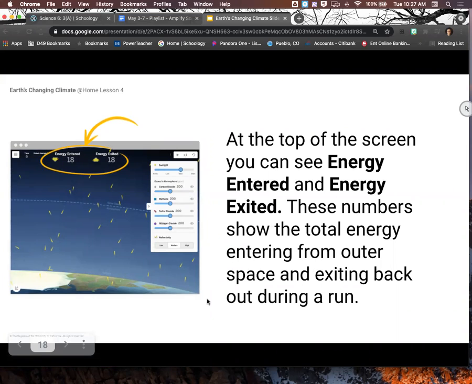At the top of the screen, we can record the amount of energy entered and exited. These numbers show the total energy entering from outer space and exiting back during the time that we take a test or make an observation. So you can see that in this example, the energy entering and the energy exiting is the same.